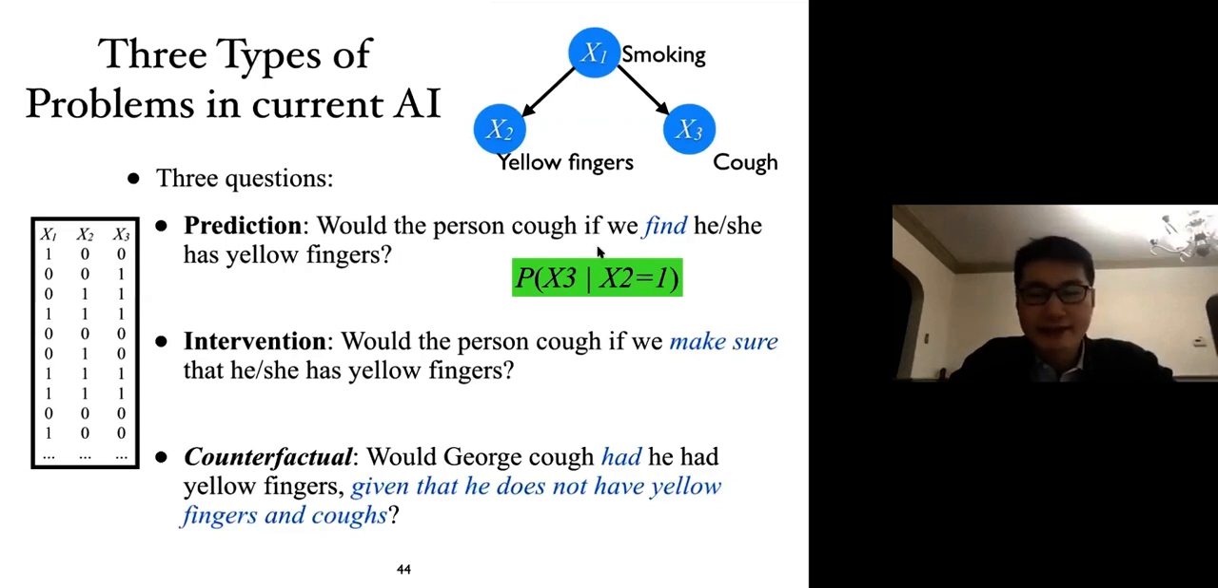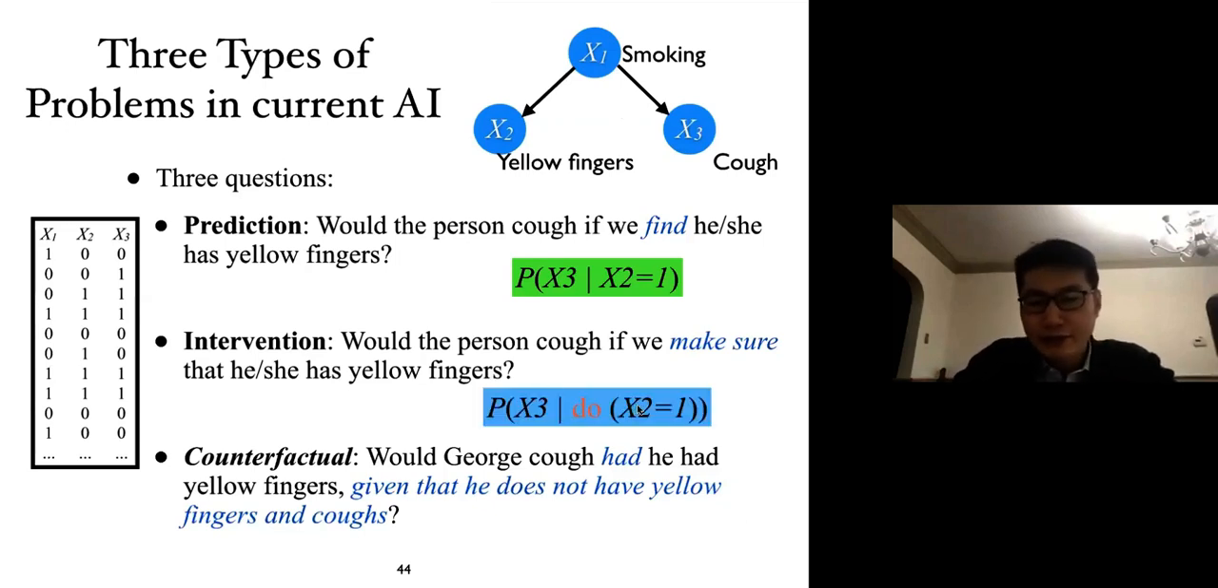So this is about prediction. You just care about the data. You don't care about the causal mechanism at all in this simple setting. And the second question is about the intervention. You want to intervene on X2 and then see the effect on X3 according to the population. So you have a group of people, and you want to see the intervention of X2 on X3 in this group of people.